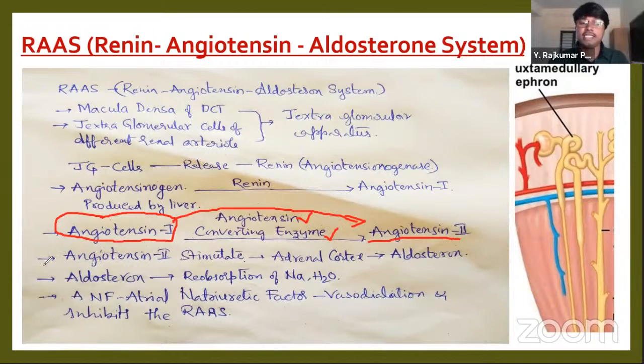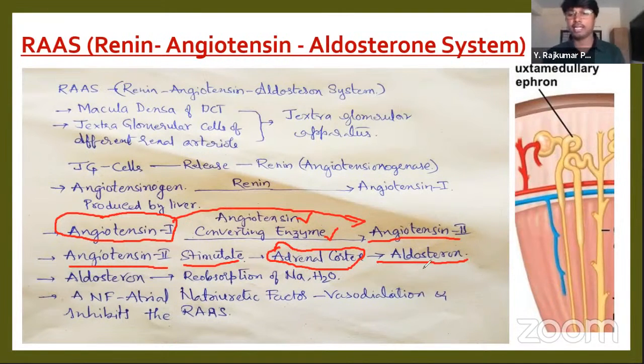Next, this angiotensin 2 which is produced stimulates the adrenal cortex for the release of the hormone called aldosterone. Here comes the hormone. This aldosterone helps in the reabsorption of sodium and water. Na and water.